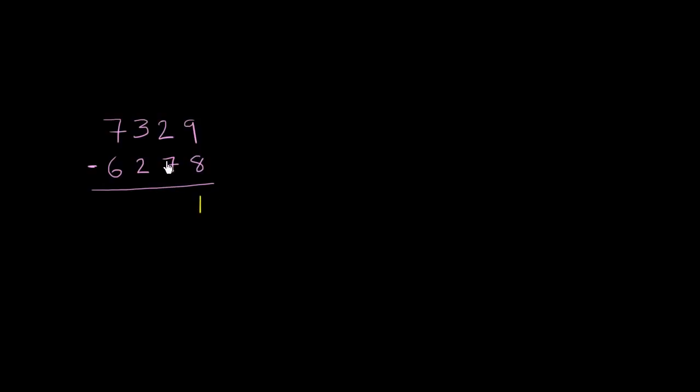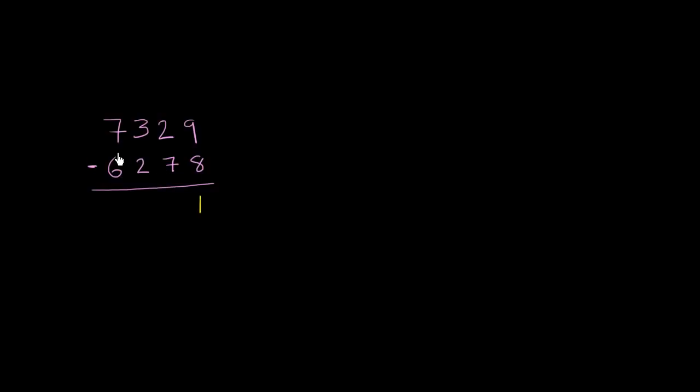Then we go to the tens place. And we're trying to subtract a 7 from a 2. And this is really representing a 70, and this is really representing a 20. Well, now we're hitting a bit of a stumbling block, so we're going to have to regroup or borrow. And to understand what we're doing, let's rewrite both of these numbers.